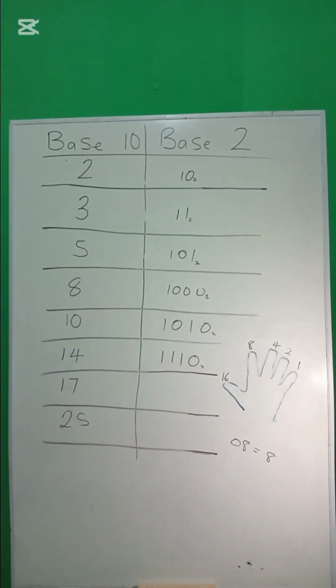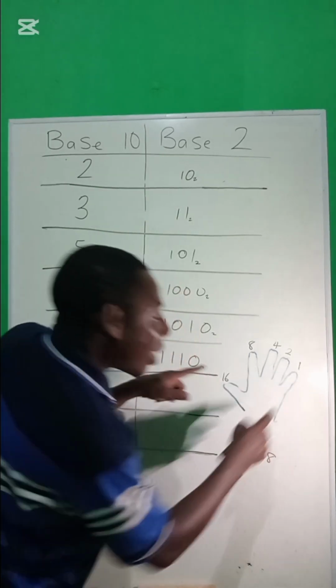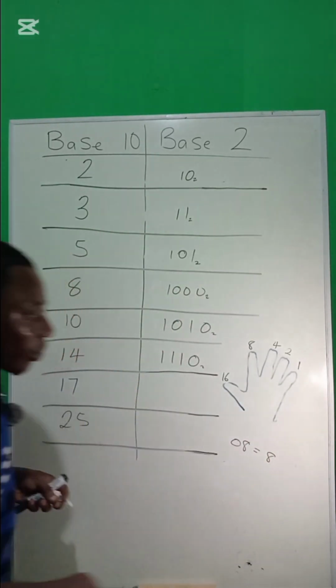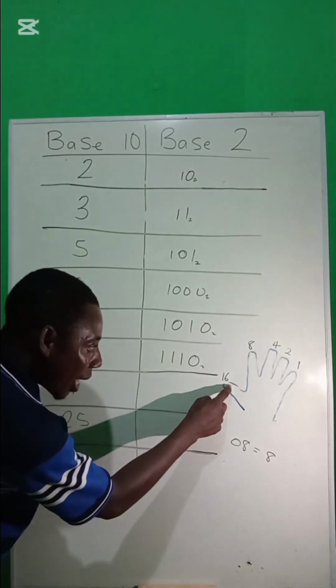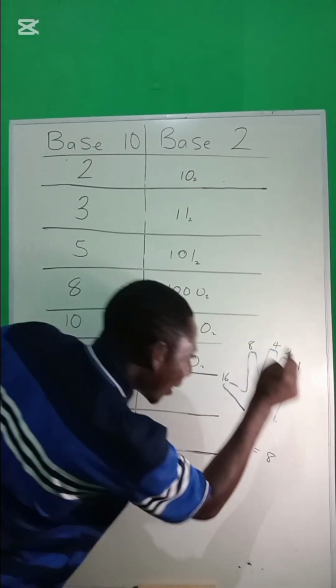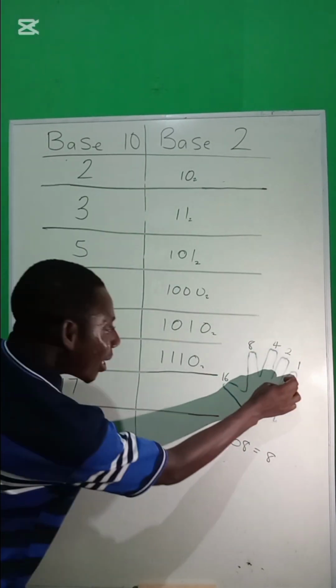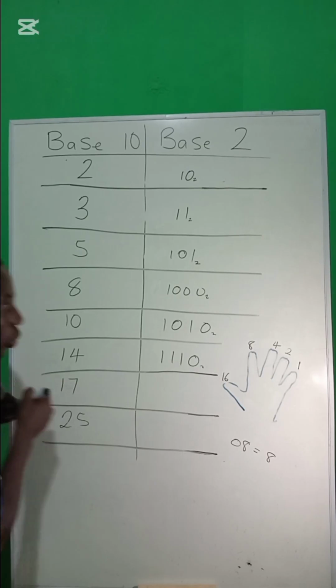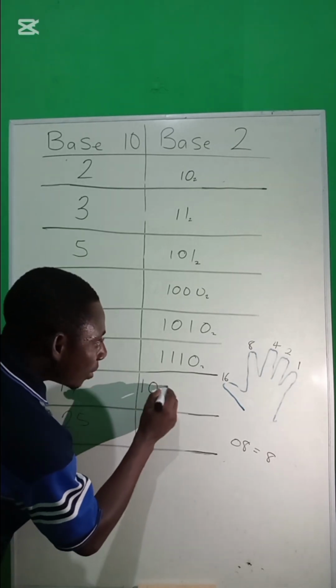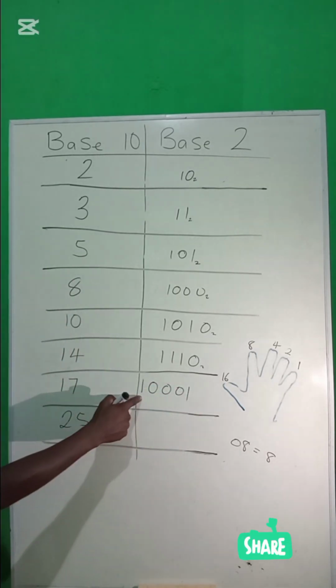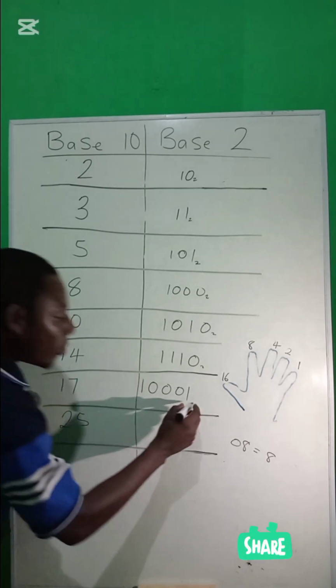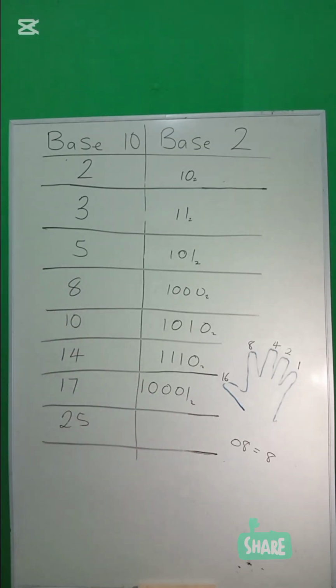Let's try the last two. 17. 17, we can have 16 and 1. And the rest has to go down. So we will have them this way: 1, 0, 0, 0, 1. Okay, because the 16 and the 1 will sum up to the 17. Since it did not begin with 0, it has to come. Base 2.